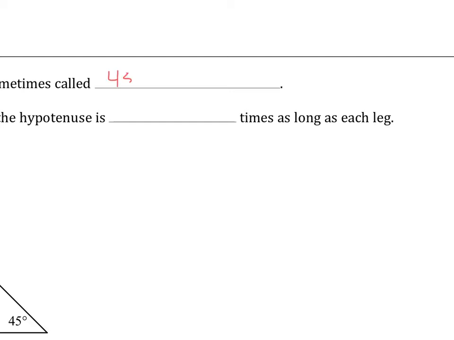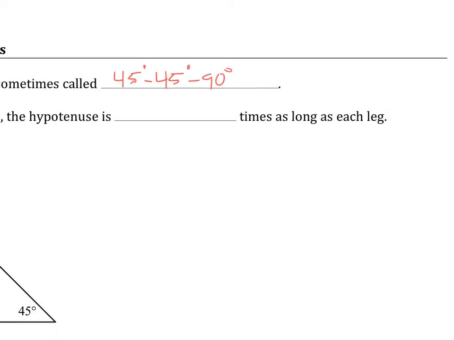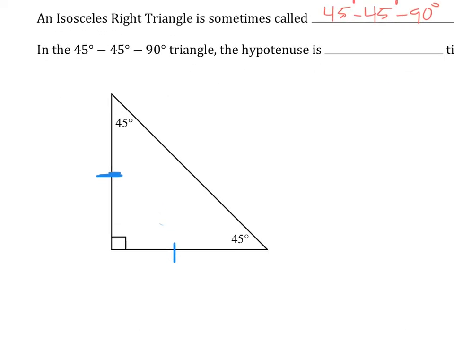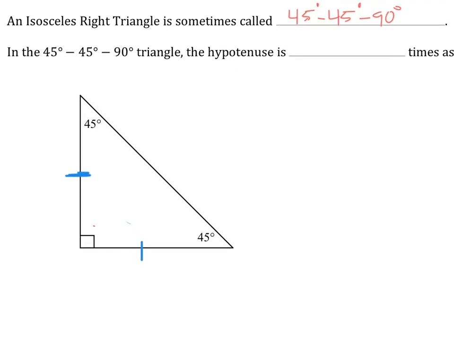45-45-90 triangle, because of the three angles that are inside of it. We have the two 45-degree angles and a 90-degree angle here in the corner. And the reason that's always going to happen is because, first of all, we're going to have a 90-degree angle because we're talking about right triangles.